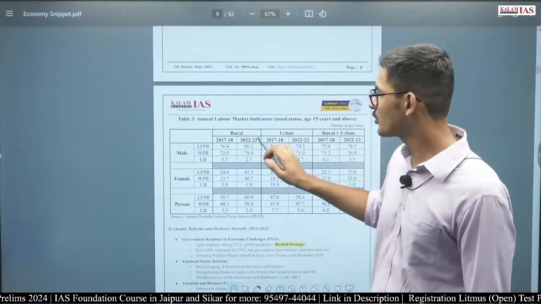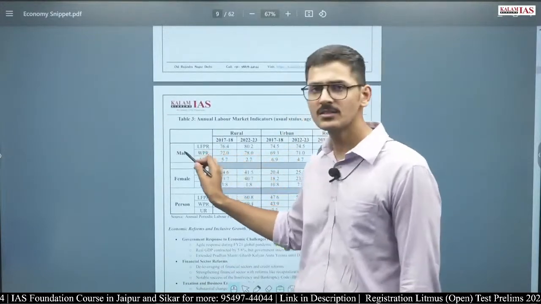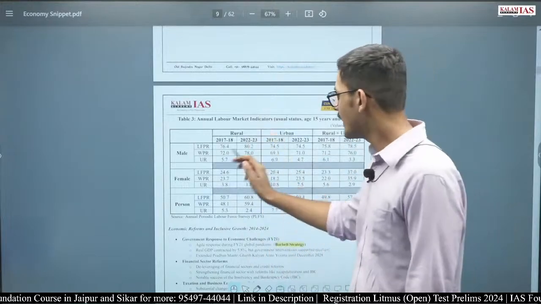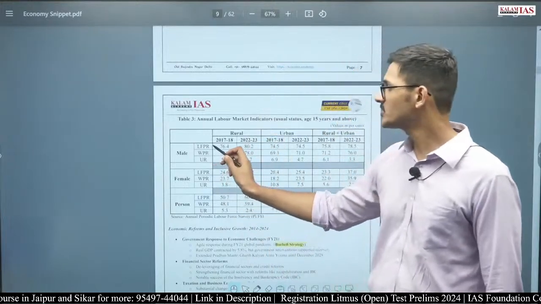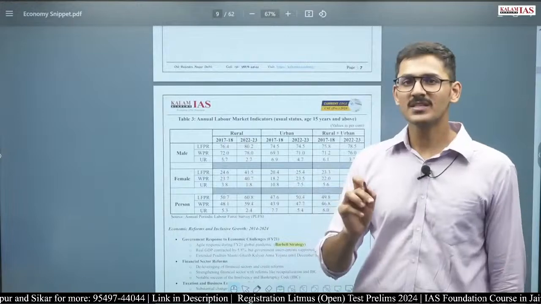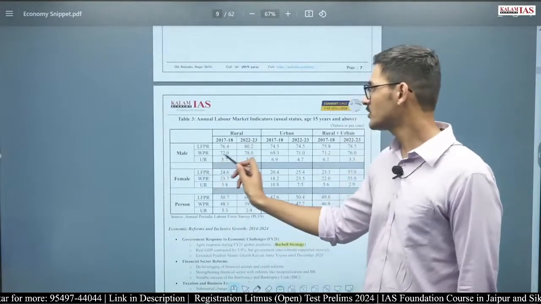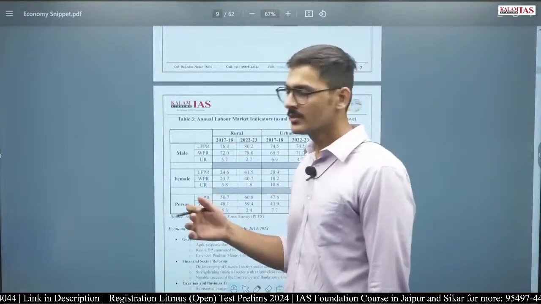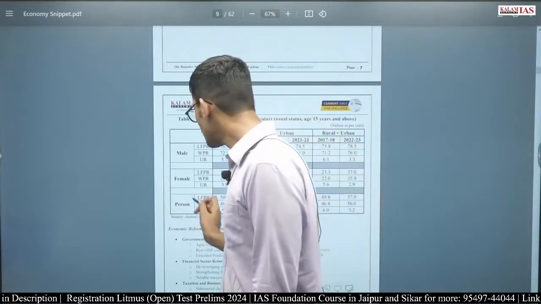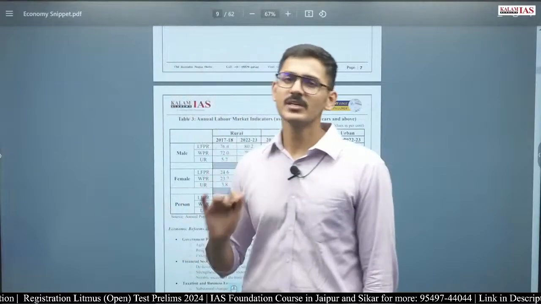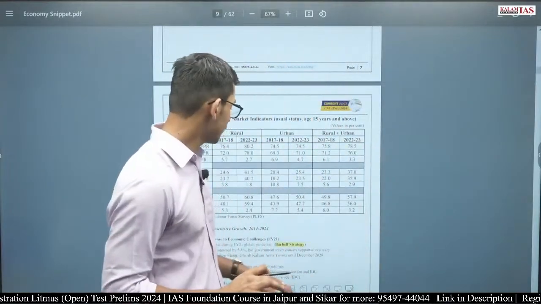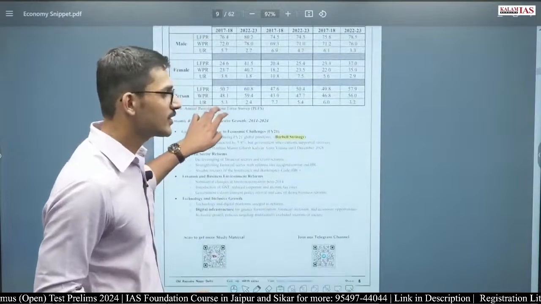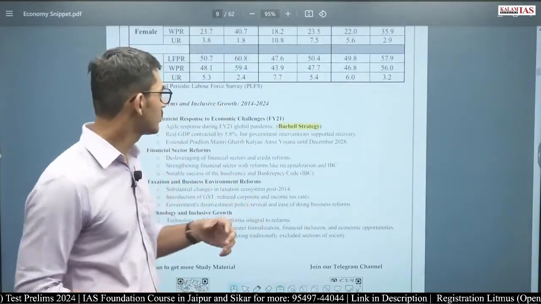Now, there are three data that we talked about: labor force participation rate, worker population ratio, and unemployment rate. Labor force participation rate has been increasing from the past 5 years. Worker population ratio has also been increasing from the past 5 years, whether you talk about rural, urban, or the combined. And in total, the unemployment rate has been reducing from the past 5 years. That's all that you have to know about the trends of these particular data.